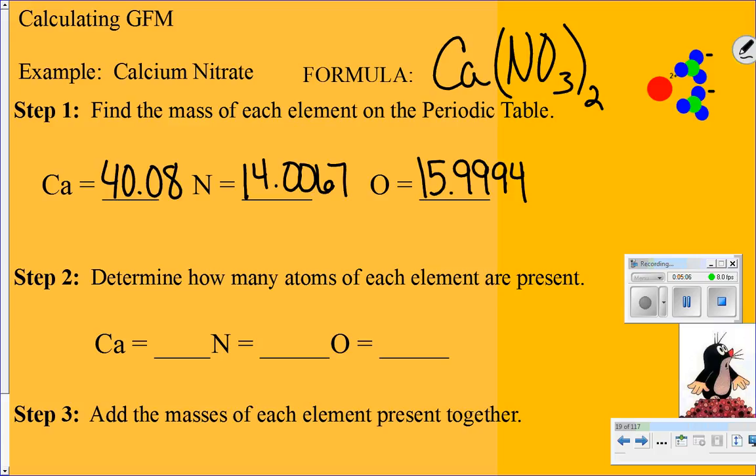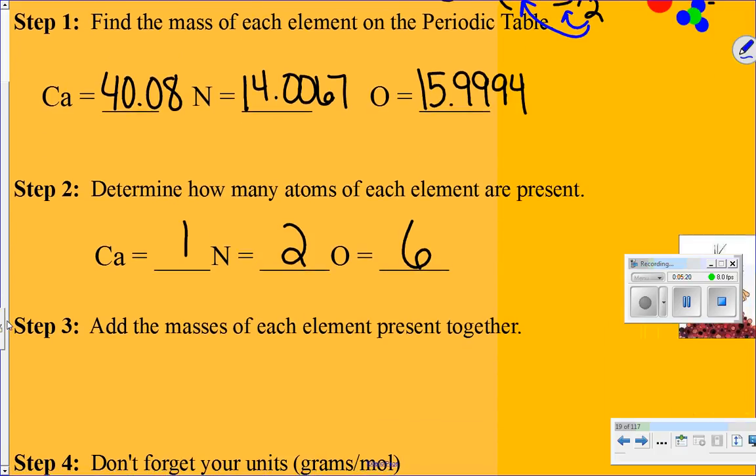In this compound, we have 1 calcium, we have 2 nitrogens, and we have a total of 6 oxygens. Keep in mind this 2 goes to that guy and goes to that guy. So you have to be careful, make sure you have the right number of atoms of each element. So we're going to do 40.08 calcium, there's only 1, so it's just multiplied by 1.